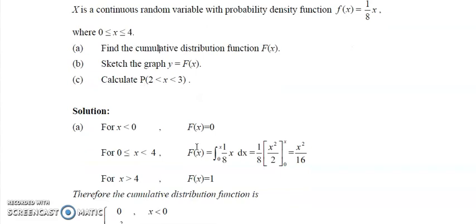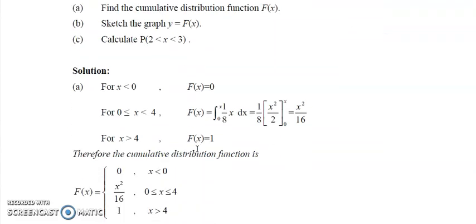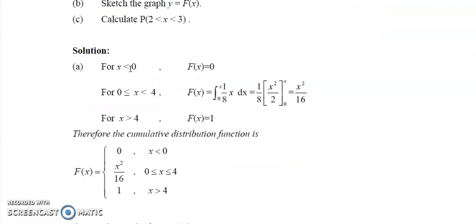For question A, we need to find the CDF. The interval is from 0 until 4, so we start from 0. When x is less than 0, F of x is equal to 0, because we start from 0, so the function will be equal to 0. Then for 0 until 4, we integrate the PDF from 0 until x, not 0 until 4, but 0 until x. Okay, please make sure of that one.